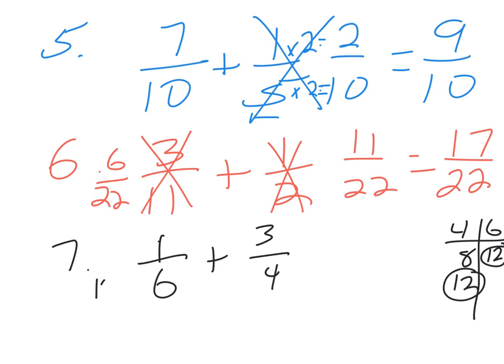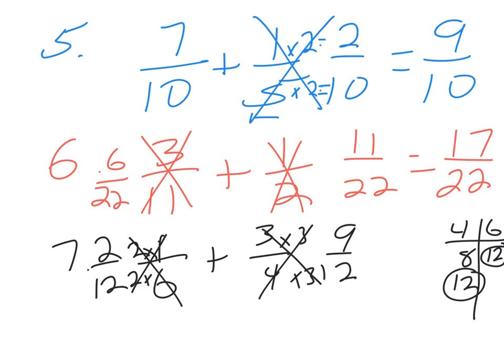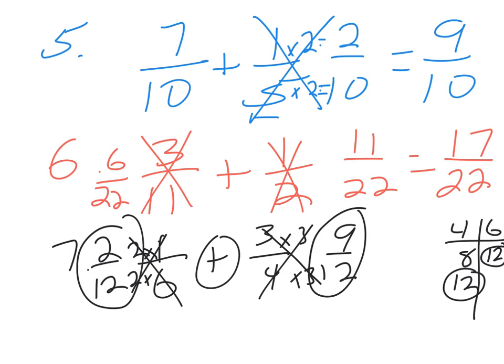Okay? Change these both into 12. 6 times what? Times 2. So 1 times 2 is equal to 2. My new fraction is 2/12. 4 times 3. So then we have 3 times 3 equals 9. And I've got my new fractions 2/12 plus 9/12, and that equals 11/12, which is my answer.